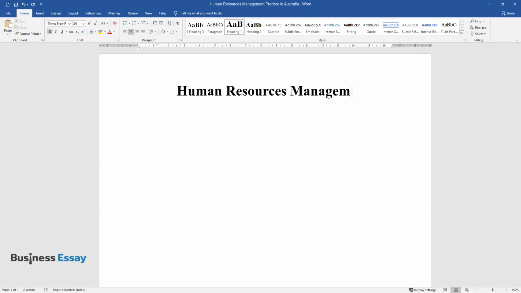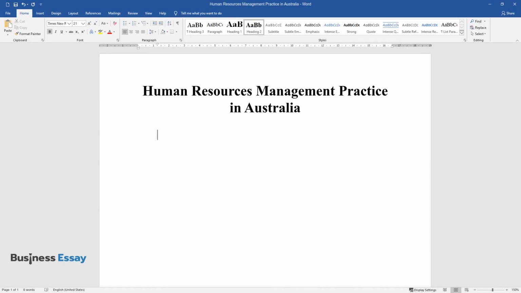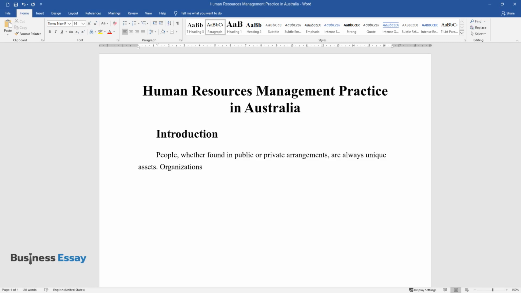Human Resources Management Practice in Australia. Introduction. People, whether found in public or private arrangements, are always unique assets. Organizations cannot imitate the skills and capacity from other organizations because of the uniqueness of their human resources.